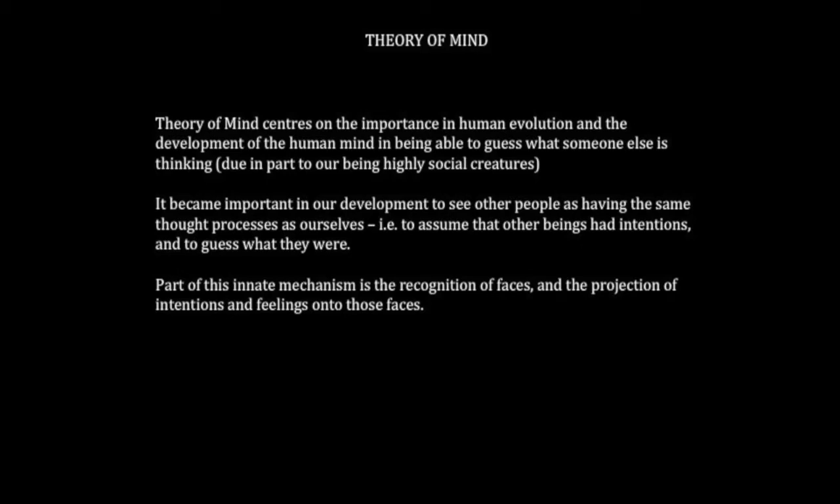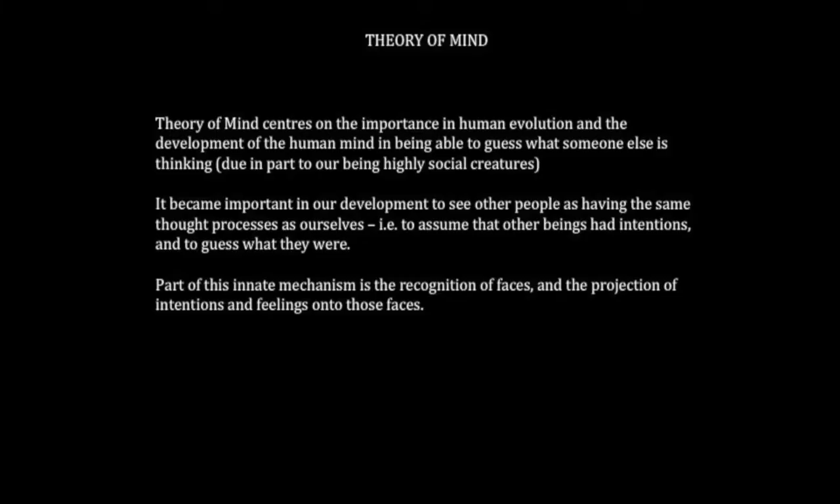As we developed to live in groups, to live in extended families, it was very important for us to understand what others were thinking, and to assume that they were thinking the same sort of things as us. We assume that someone who looks a bit like us, someone with a face, has the same thought processes as us. It allows us to project our own thoughts onto them, to gauge their understanding of events. It became important in our development to see other people as having the same thought processes as ourselves, to assume that other beings had intentions and to guess what they were. This is what survival and living in groups is based on.